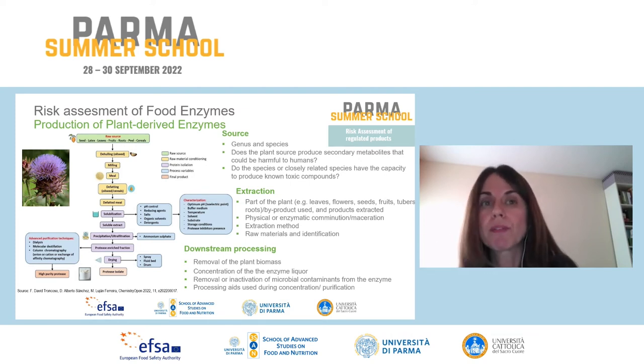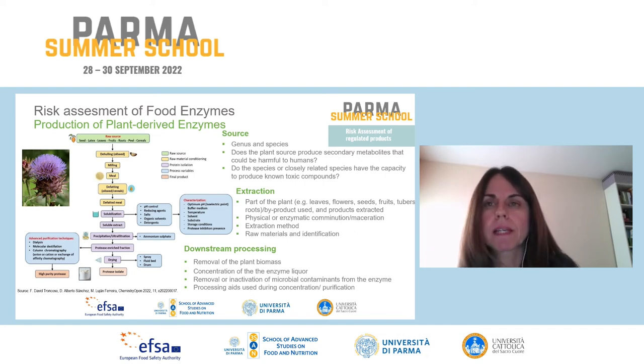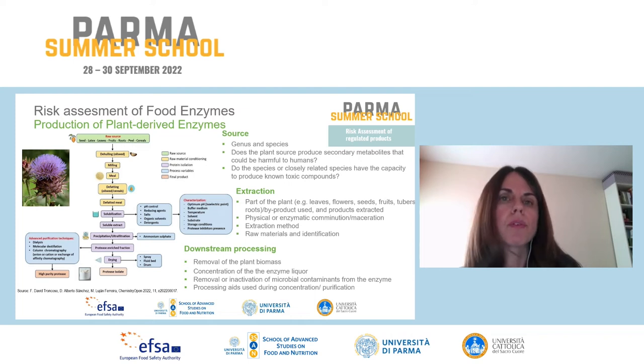And as we have seen before, different parts of the plant can be used to extract different enzymes, like flours, ascardun, or grains like barley or wheat. So we need this information regarding the plant and the part of the plant used to produce the enzyme. Essential information to perform our assessment, of course, includes a description of the extraction method and of any physical or enzymatic pretreatment applied, and the type of raw materials.